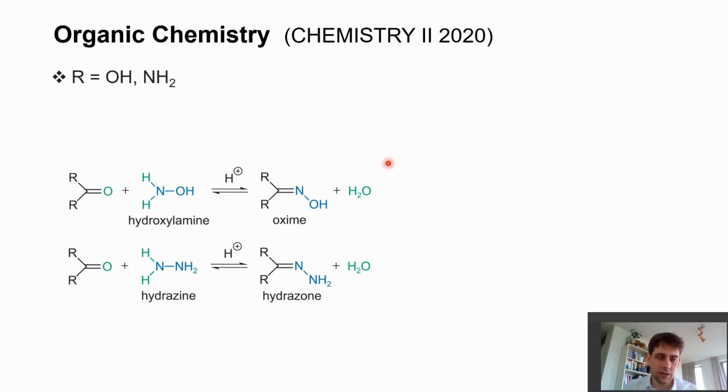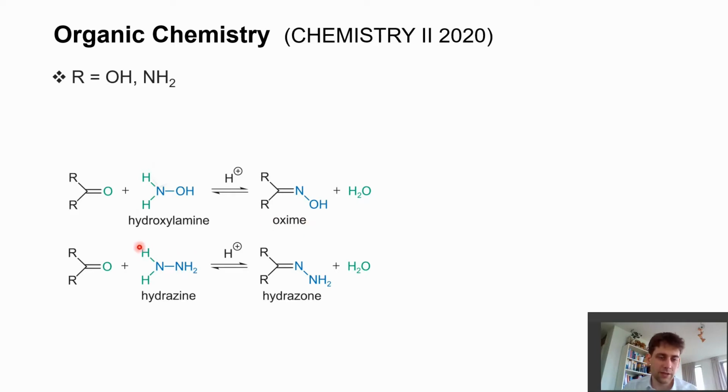Something that we can also touch upon is the use of other specially designed primary amines. One of them is called hydroxylamine. This is a primary amine that now has a hydroxy group attached, and if this adds to a carbonyl component, we form something that is called an oxime.